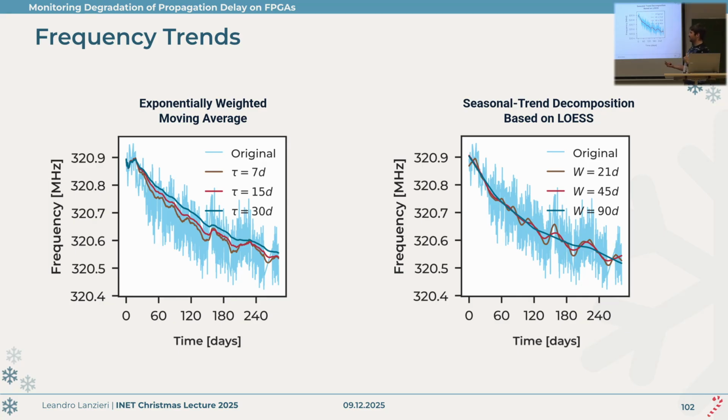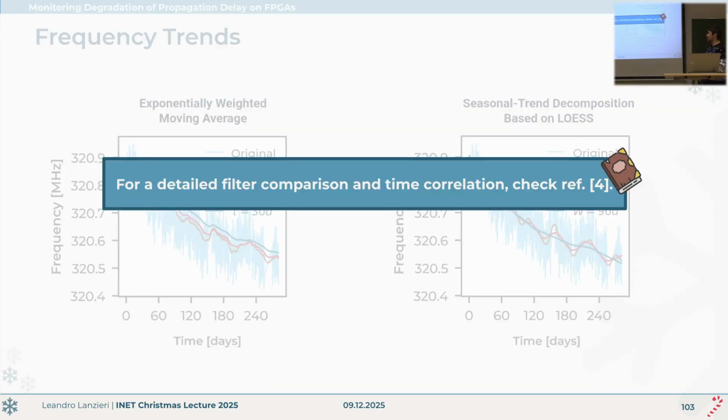If you were wondering what the data looks like, it's like the blue here. This is an example of the frequency of a ring oscillator over the 280 days that we observed it, and we can clearly see the trend goes down. That happens for all of the ring oscillators. Here we were comparing ways to extract the trend, basically removing the noise, which we don't care about, and focusing on this lower trend. You can go to the reference to see the detailed filter comparison and a time correlation analysis, but we concluded that all of the ring oscillators were getting slower.